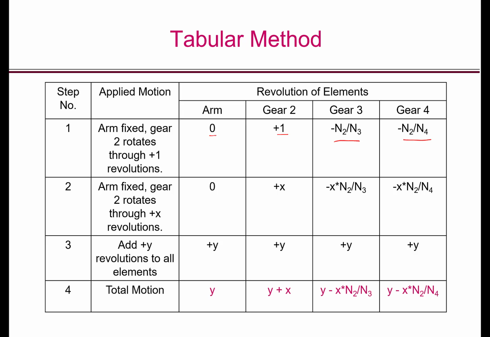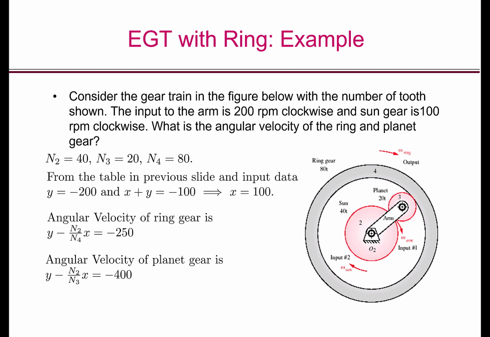So keeping the arm fixed and rotating gear 2 through plus x revolutions, we have x here, minus x N2 by N3 here, and minus x N2 by N4. Now we'll add plus y revolutions to all the elements, and adding 2 and 3 we get the total motion. For the arm it is y, for gear 2 it is y plus x, gear 3 is y minus x N2 by N3, and gear 4 is y minus x N2 by N4. Again, this table is completely general and independent of any values of the number of teeth or the speed of the different elements. Now let us look at a numerical example.